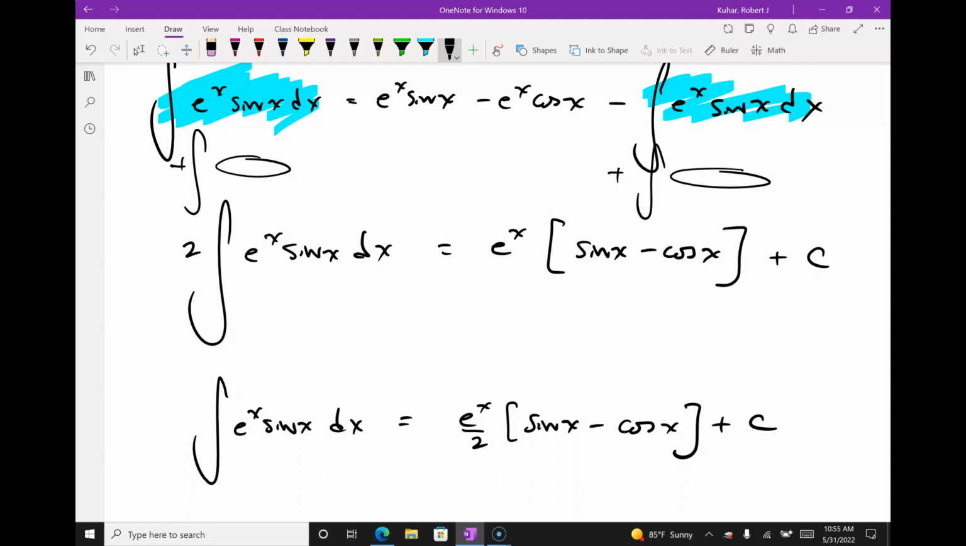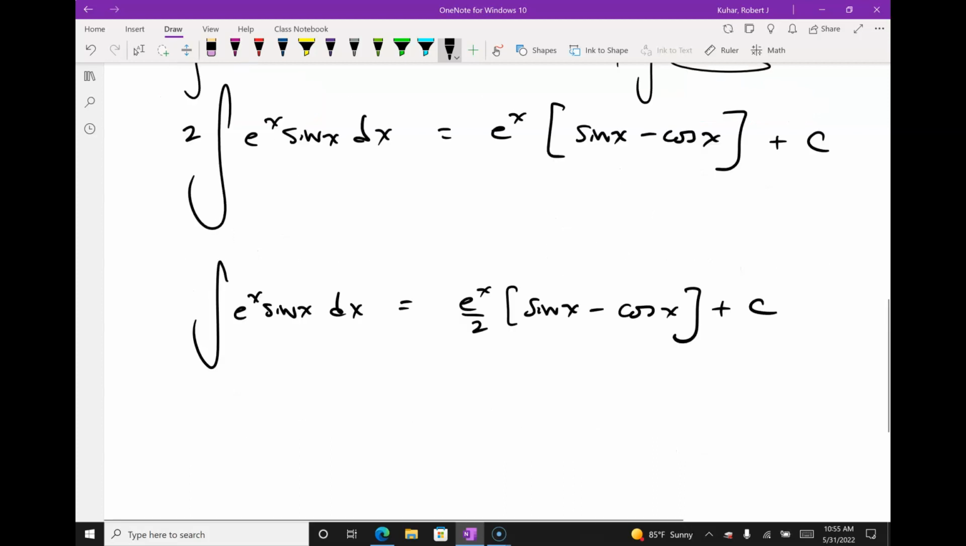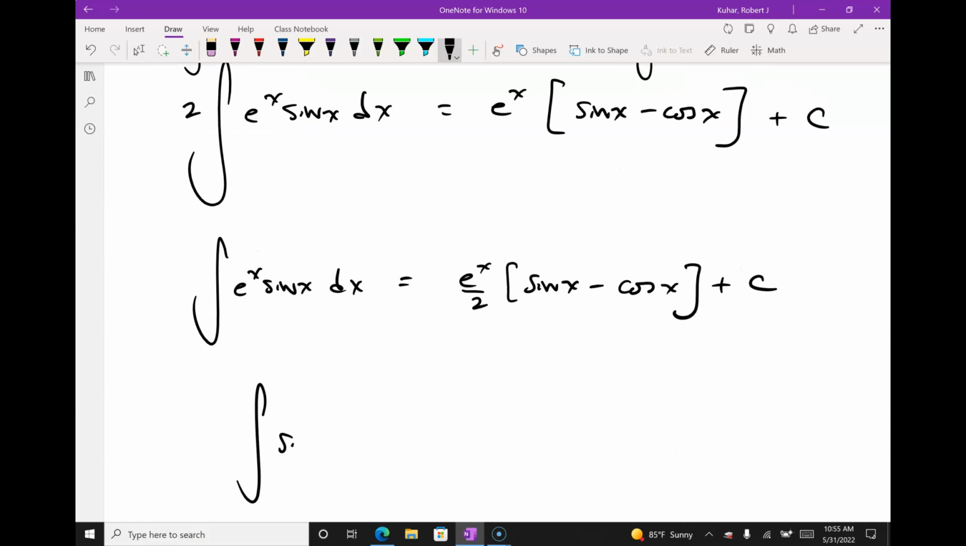How you feeling? So, I think a nice one for you to try, well, let's do 10 by shortcut. But a nice one for you to try is sine squared x. Try that for me before next class, by parts.